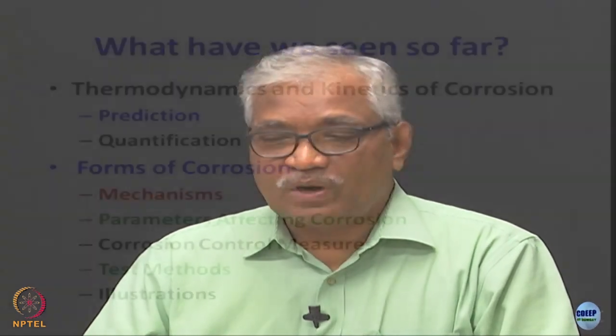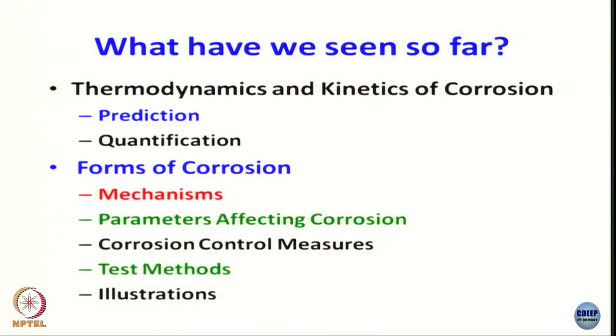Before we do that, it is better to review what we have seen so far. We said that we broadly categorize this course into two parts. The first part was on thermodynamics and kinetics of corrosion. The second part deals with the various forms of corrosion. And in the thermodynamics and kinetics, primarily we focused on two questions. The first question was, can we predict if a metal can undergo corrosion or not?